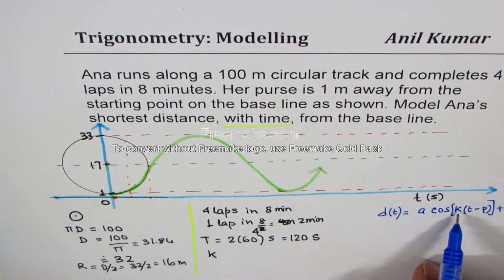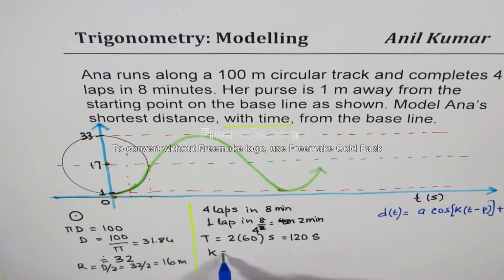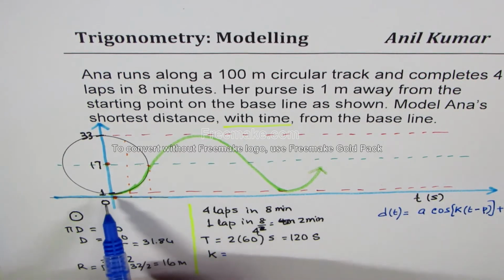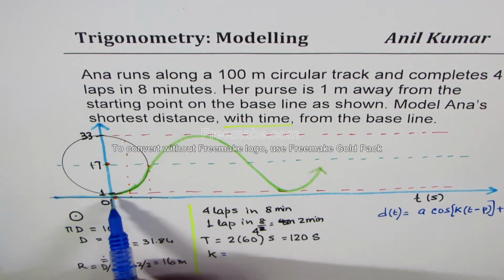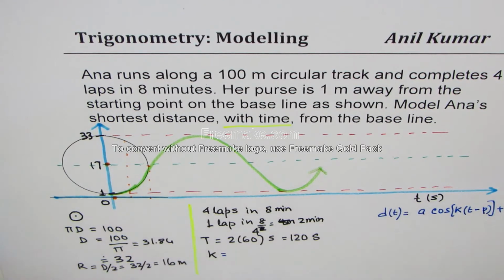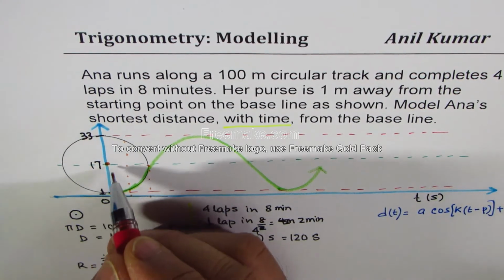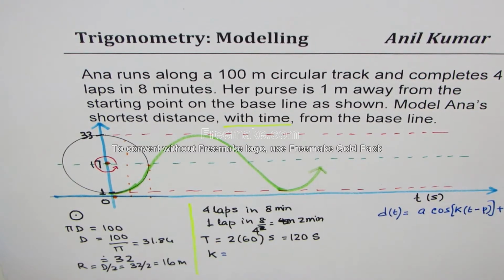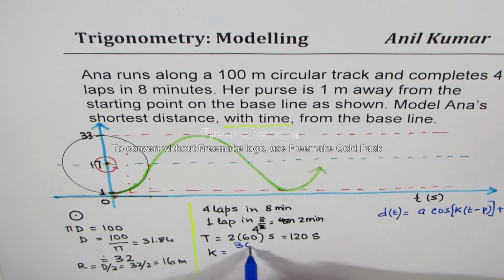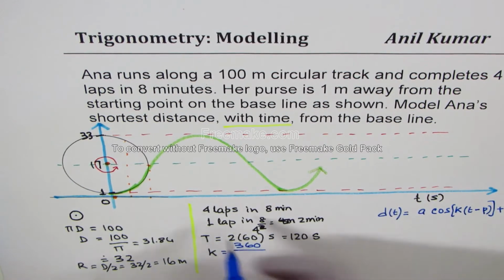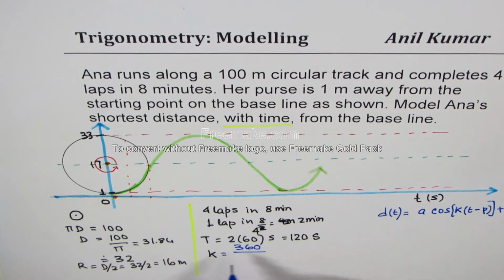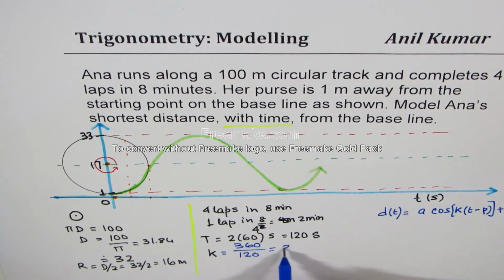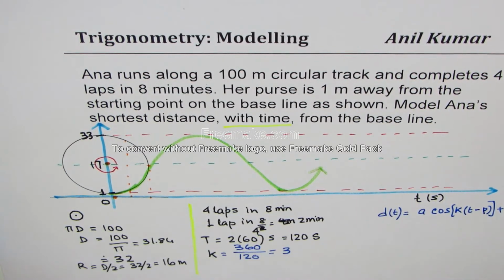So k is defined as, since one full circle is 360 degrees, we'll have k as 360 degrees divided by time taken. Time we're taking as 120, working in seconds. So that gives us 3. So k value is 3. So we know k now.